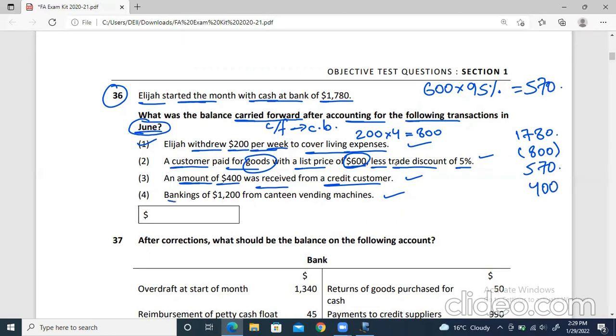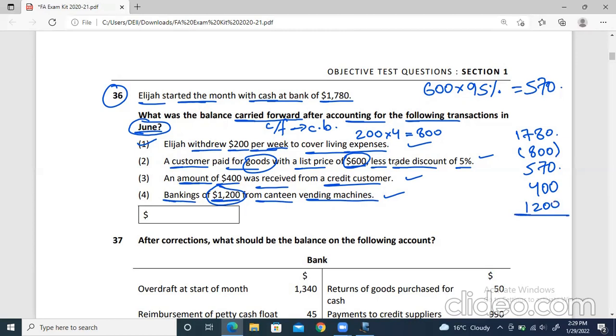And the last one is bankings of 1200 from canteen vending machines. Now we need to understand this statement. This basically means that this person, Elijah, might have some vending machines operating as well. He might be owning them. So whatever earning he's generating from these vending machines, whatever cash he checked after the month of June, those were $1200. Now these $1200 he decided to put in the bank. So he will be depositing these 1200 into the bank. That's why they will be added over here.